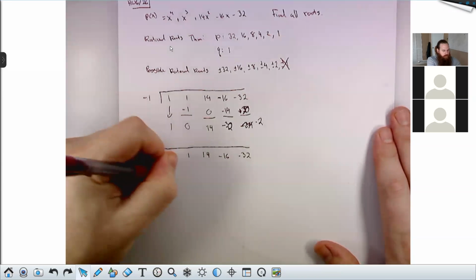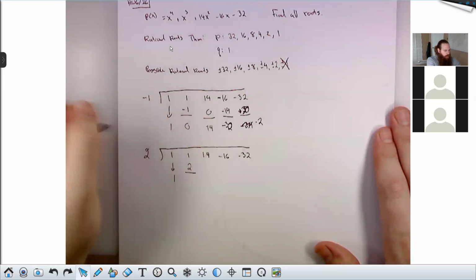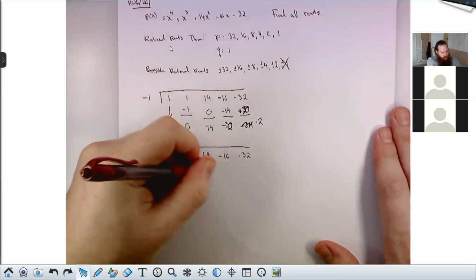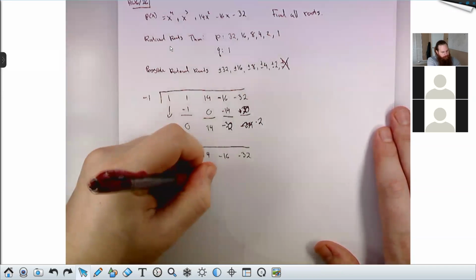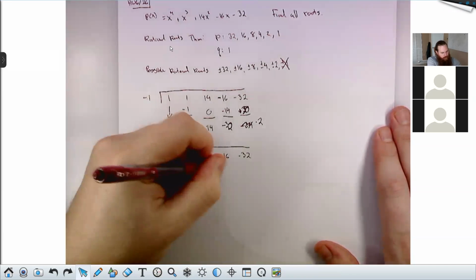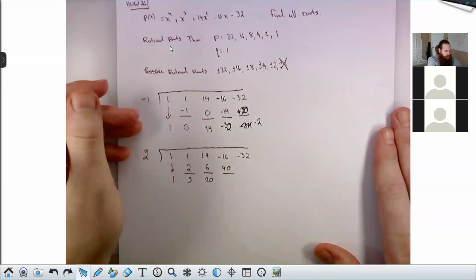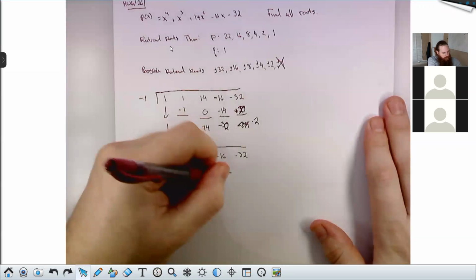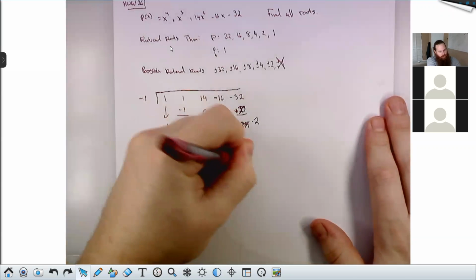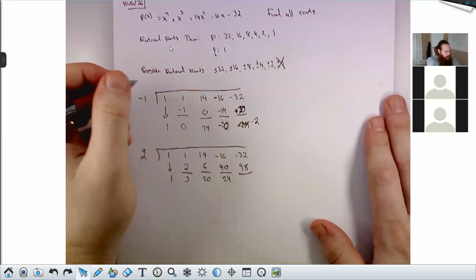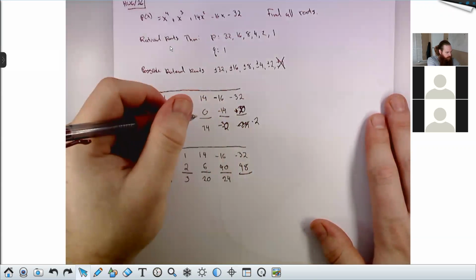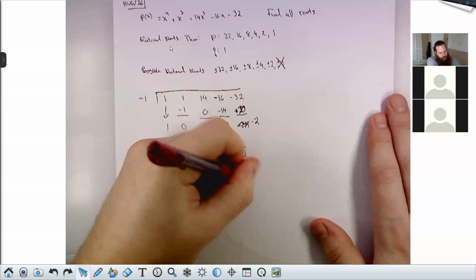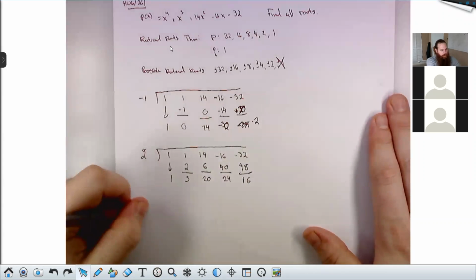All right. So we'll pull this down. 2 times 1 is 2. Sum those, we get 3. 2 times 3 is 6. Sum those, and we get 20. 2 times 20 is 40. 40 and -16 is 24, right? +24. 24 times 2 is 48, plus -32 is positive, what is that, 16? Yeah, which is not 0. So we can check -2.